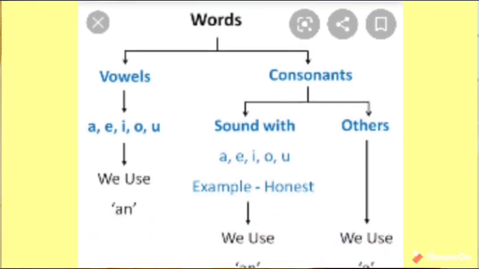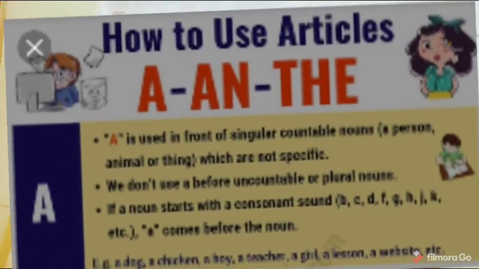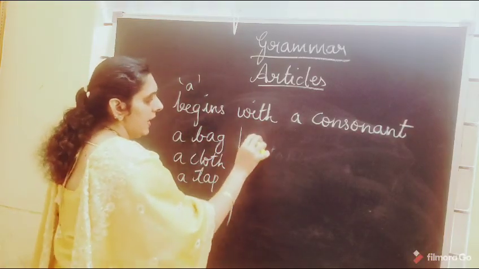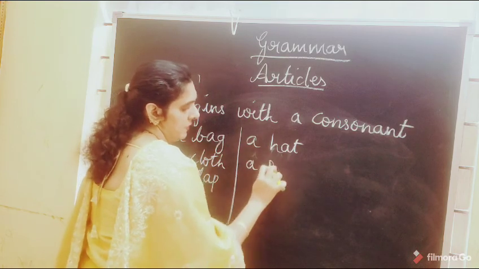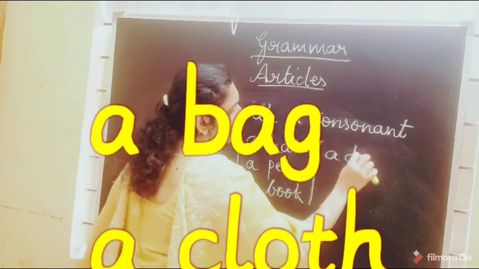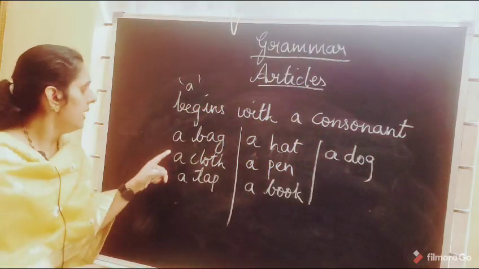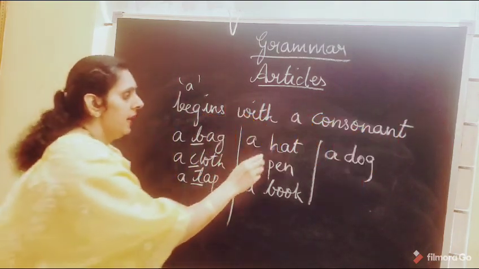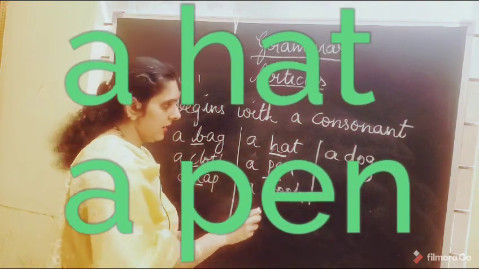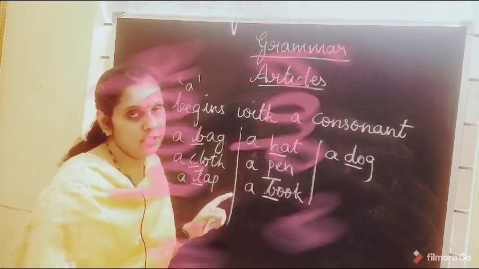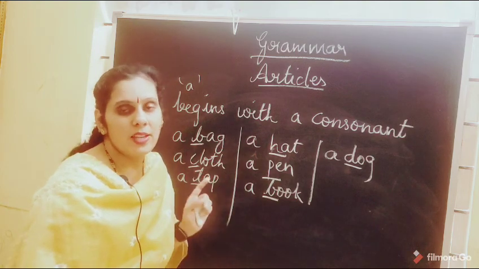Let me take a few examples: a bag, a cloth, a tap, a hat, a pen, a book, a dog. Here B is a consonant, C is a consonant, T is a consonant, H is a consonant, P is a consonant, again B is a consonant and D is a consonant. So a is used before words which begin with a consonant.